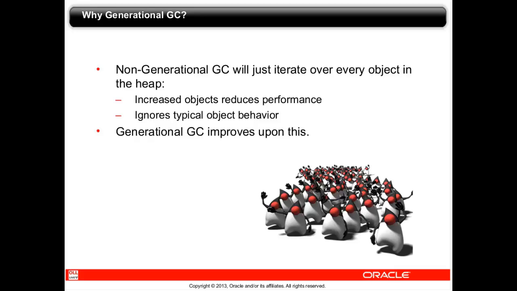So why use generational GC? If we just use the principles we talked about, we would have to go through and look at every piece of memory every time we needed to reclaim some of our unused or non-live objects. And this would ignore typical object behavior. There's been a lot of studies done on this, and it turns out for most applications, objects tend to not live long. They tend to have very short lives. They're allocated and they aren't used a lot, so they go away very quickly. Generational garbage collection takes advantage of this fact and tries to improve performance based on this concept that most objects don't live long.